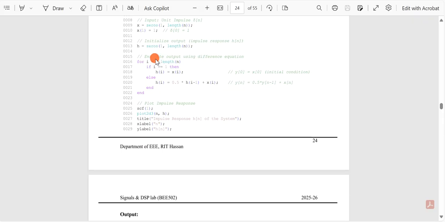The next is, we need to evaluate this signal using the difference equation. Here this loop will continue for i equal to 1 to the total length 20, and if i is equal to 1, then h of i will be equal to x of i, or otherwise h of i is equal to 0.5 into h of i minus 1 plus x of i. After completing this loop, here is the command to plot the figures.